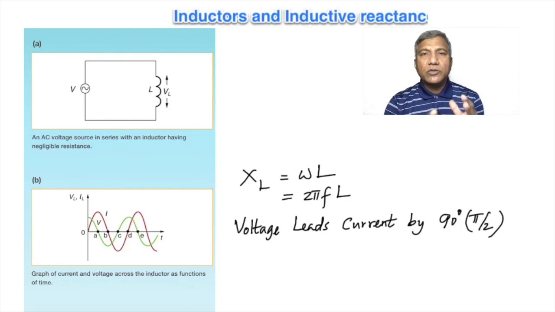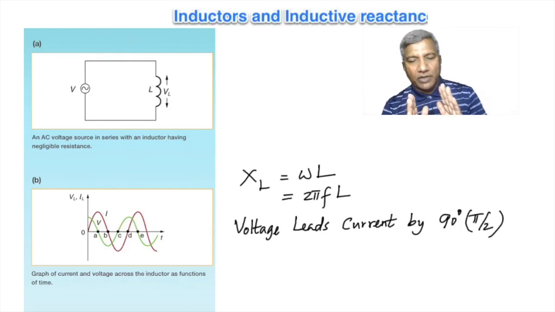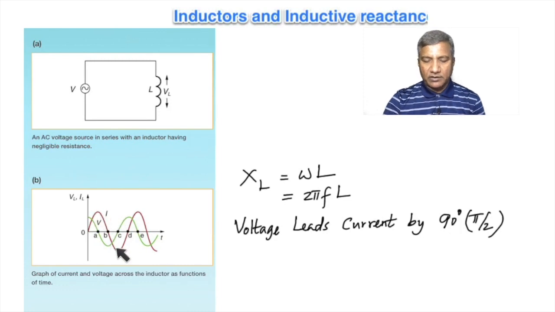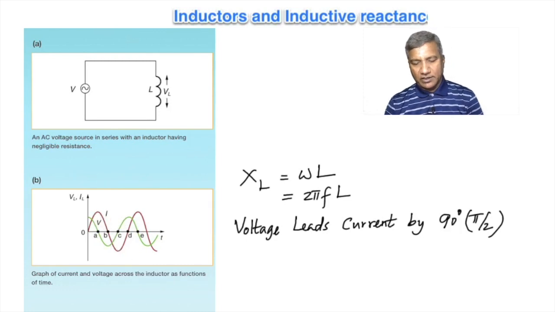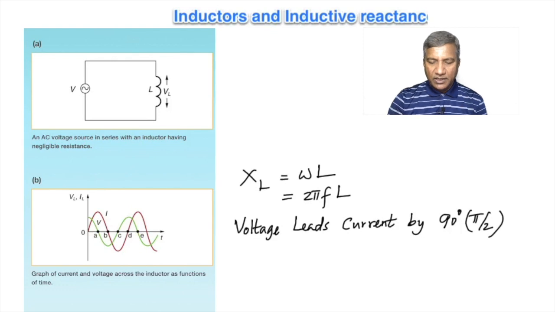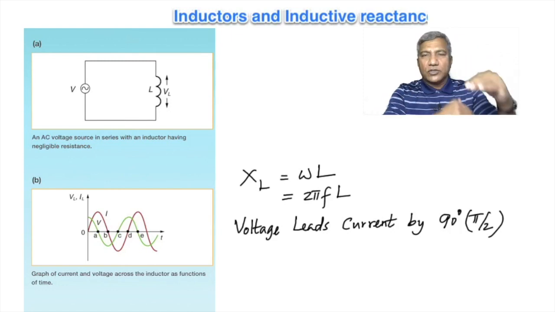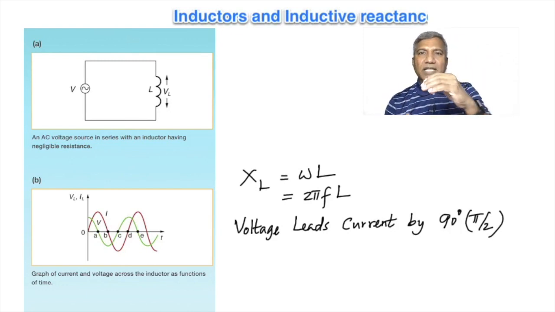And when you have this EMF applied to the inductor, there is going to be a current flowing. But look at the patterns of the voltage and the current. You see that the voltage and current do not rise and fall together. They do not hit their peak values together.